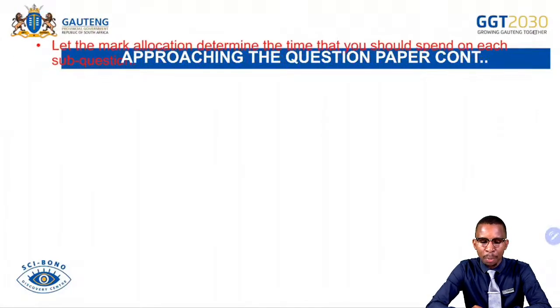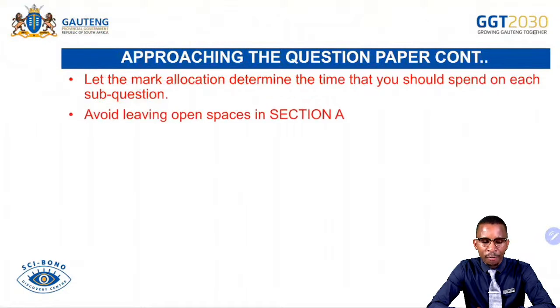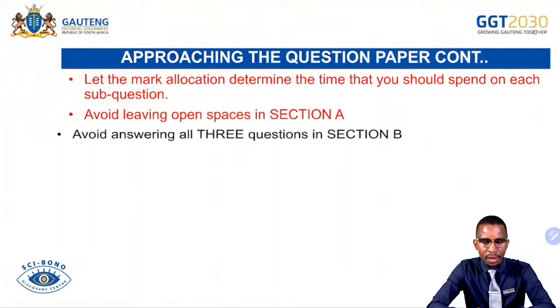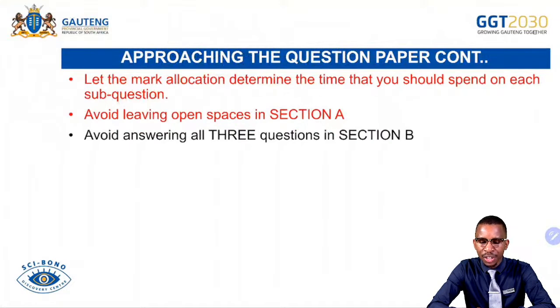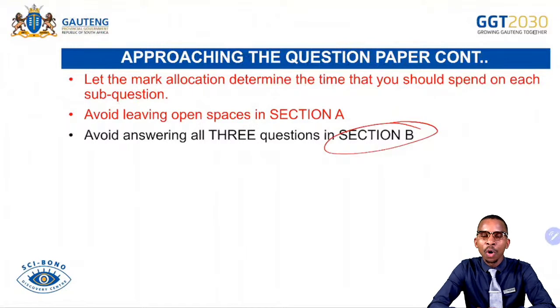We continue with approaching the question paper. Let the mark allocation determine the time that you should spend on each subheading or on each question. Avoid leaving open spaces in section A or in all sections basically. And then, avoid answering all 3 questions in section B. If you answer 3 questions, what do we do in marking? We only choose the first 2 questions. So it is very important for you to avoid answering all questions in section B.